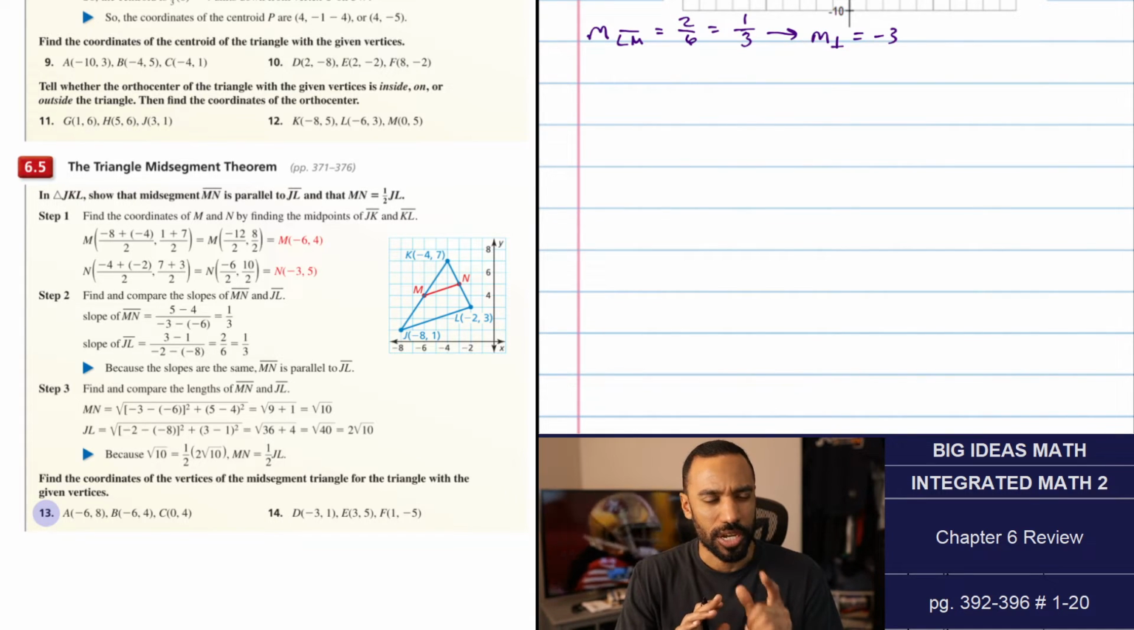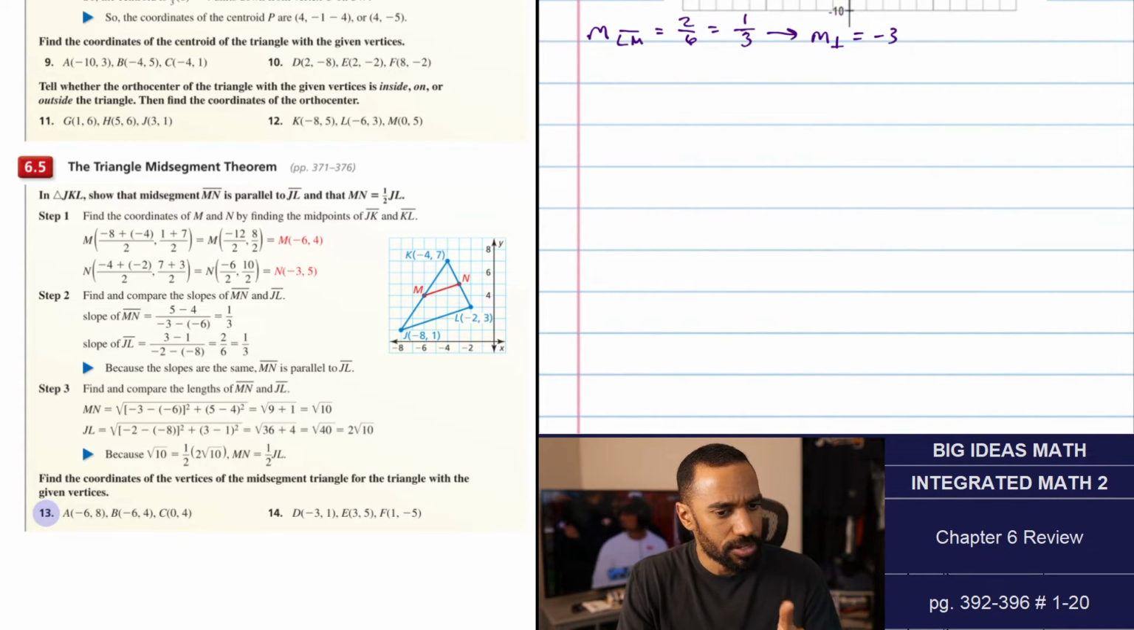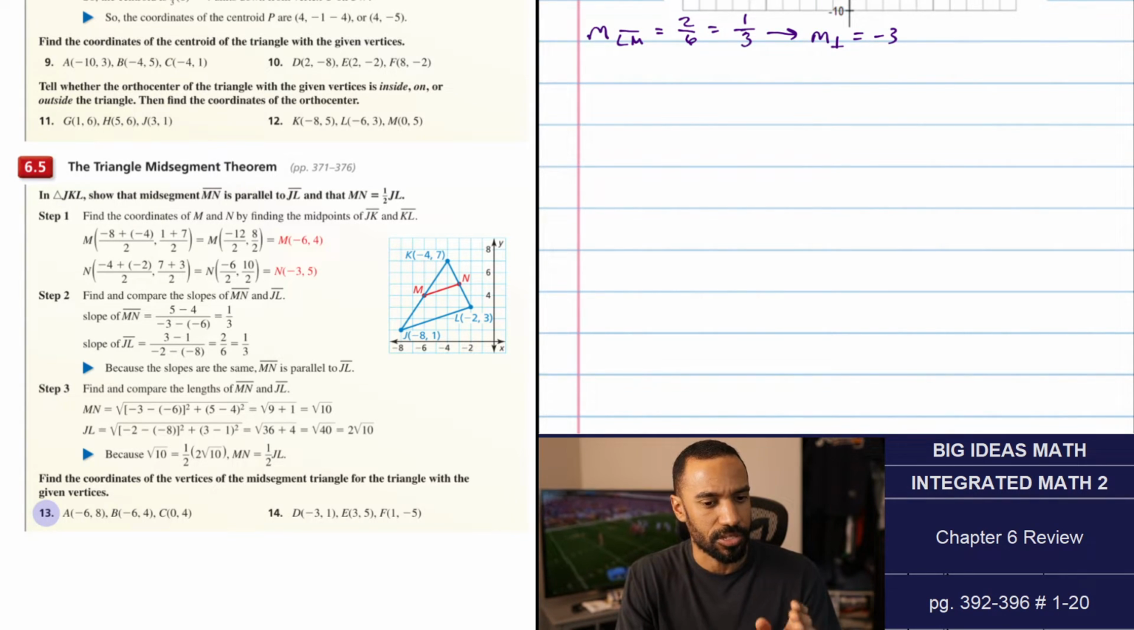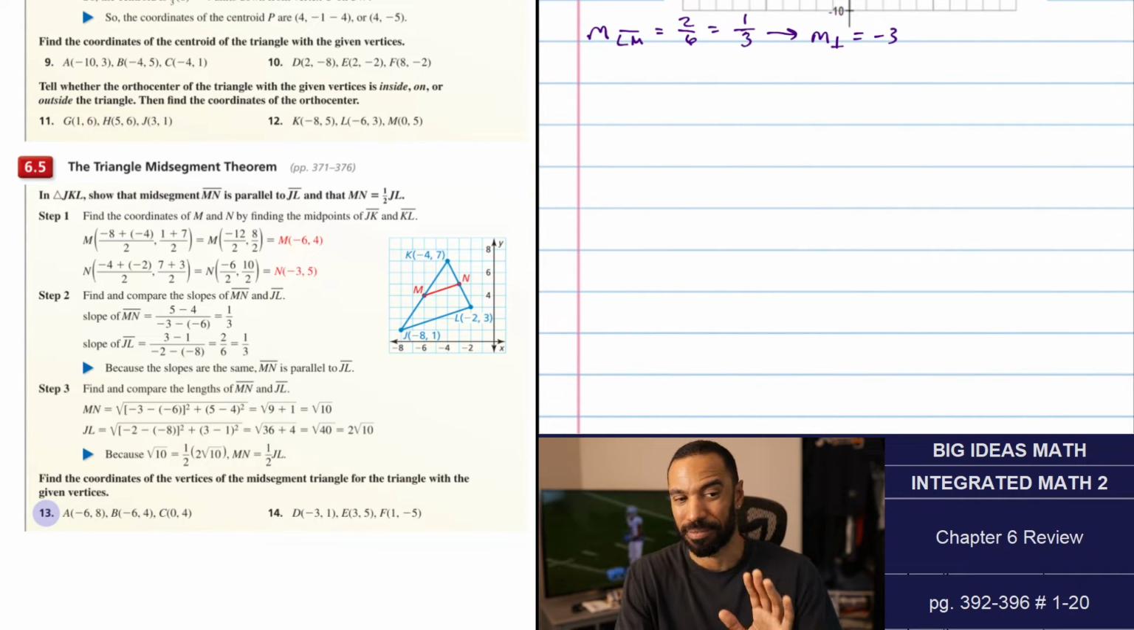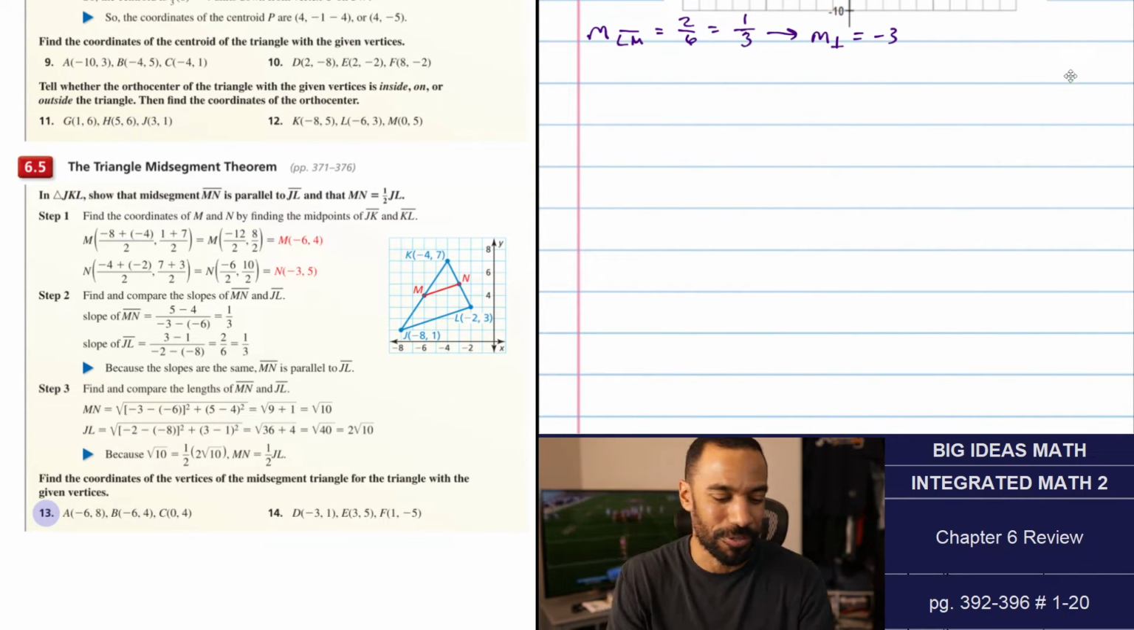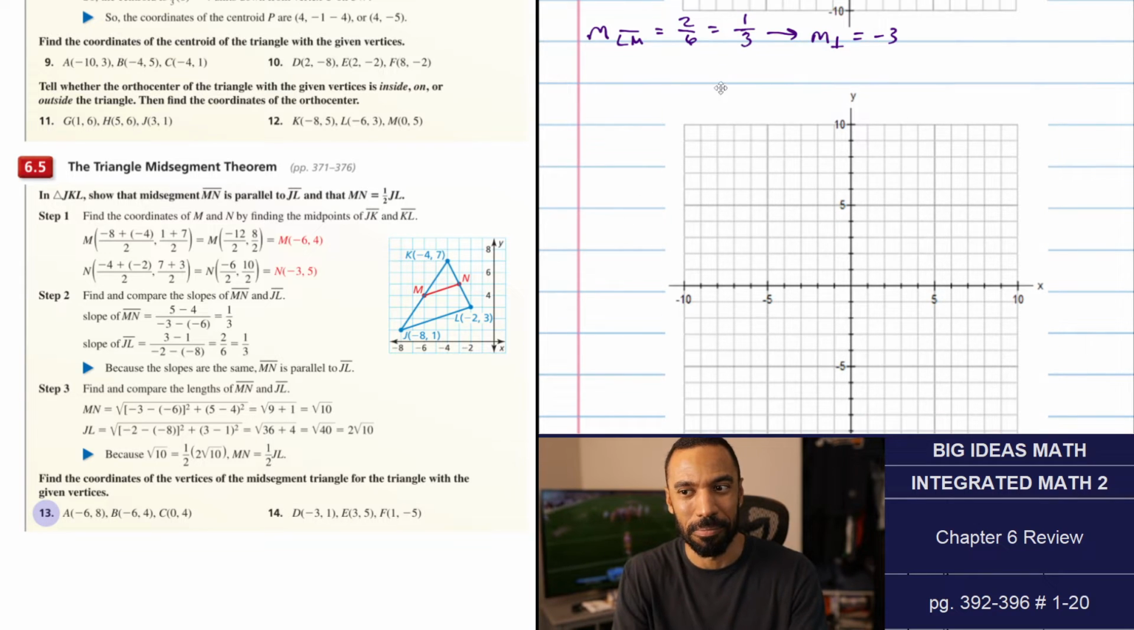It doesn't look like we have to justify things, at least not yet. Find the coordinates of the vertices of the mid-segment triangle for the triangle with the given vertices. You just need to find the midpoints of all 3 of these sets. And if that's it, that's not a lot of mid-segments. This doesn't really feel like a mid-segment review with those 2 questions. This just says find the midpoints of your things. And we've done plenty of that. Well, let's do it here.